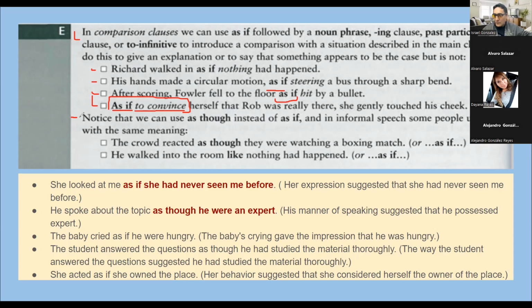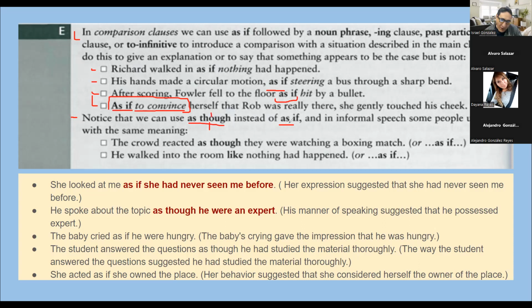Okay, teacher. Notice that we can use as though instead of as if. And in informal speech, some people use like with the same meaning, but without if, just like. But I think the most formal is as though, with the same meaning of as if. This is the most formal, as though.